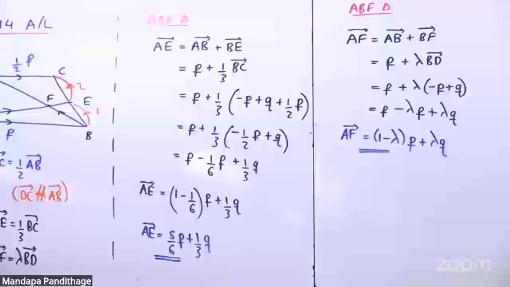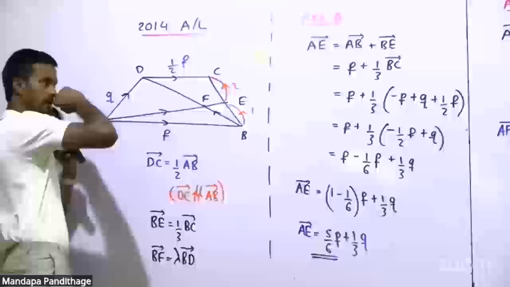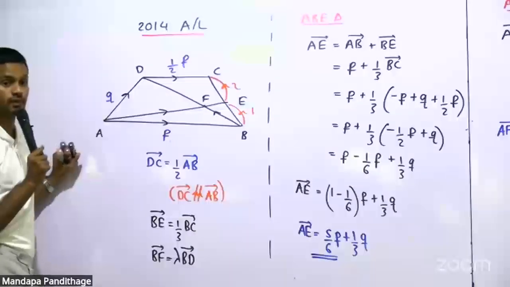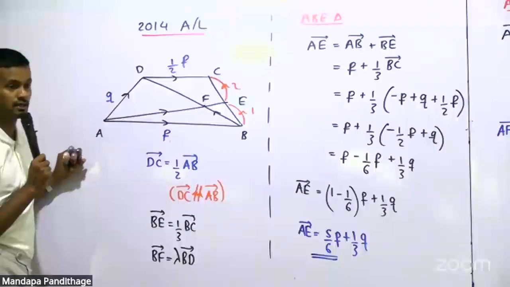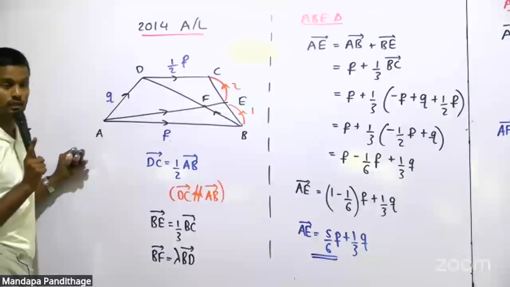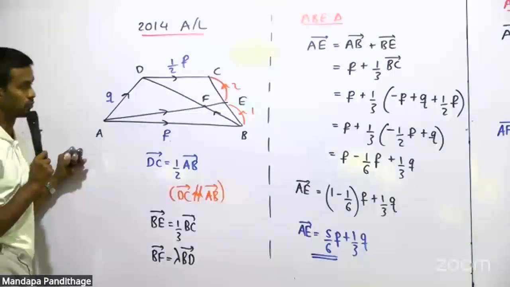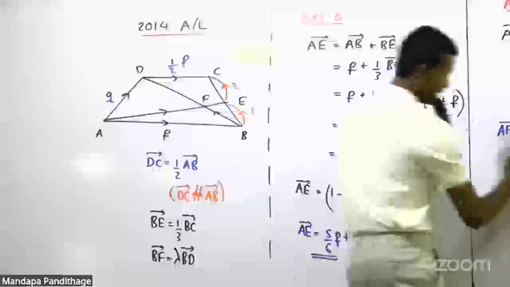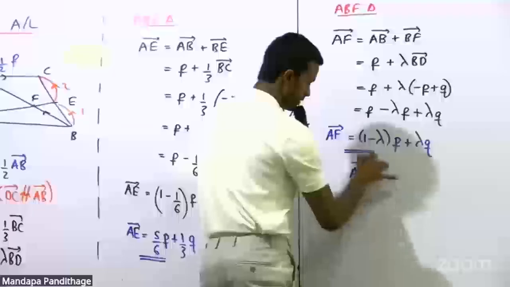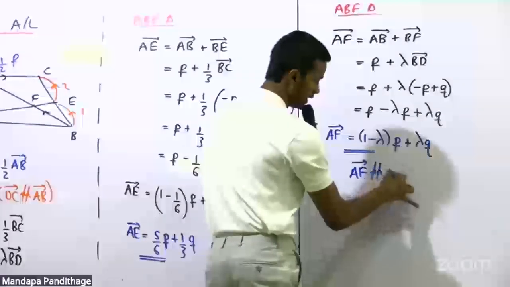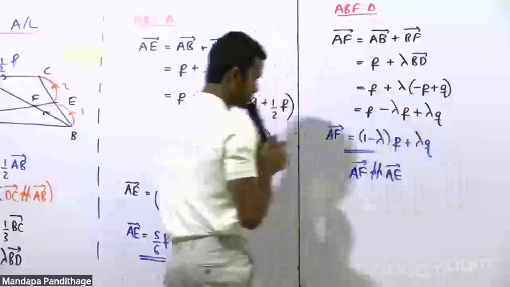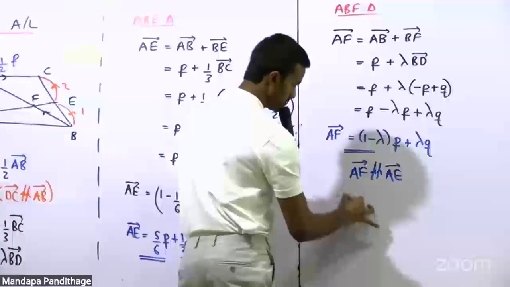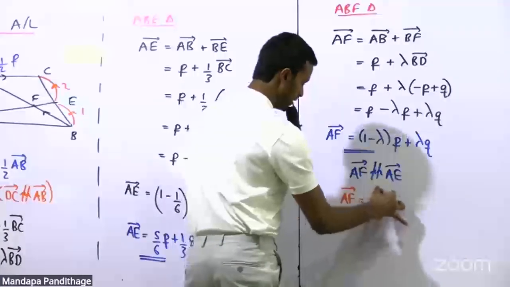Now look at this diagram. Tell me, what can you say about vector AF and vector AE? The two vectors are parallel. Which means I can write this in this way: AF is parallel to AE, which means I can write that AF is equal to mu times AE.